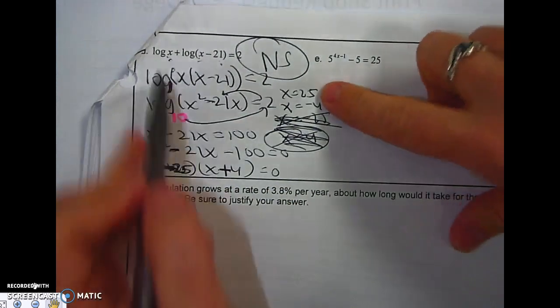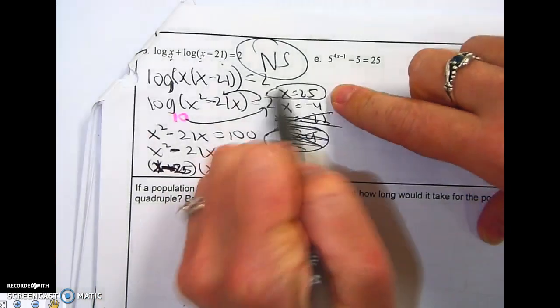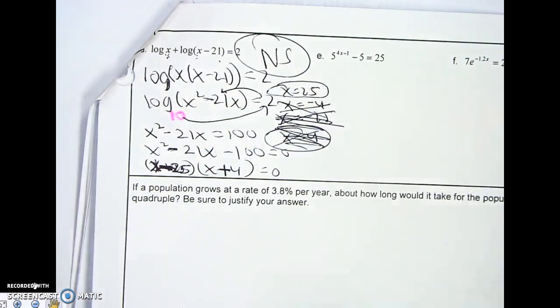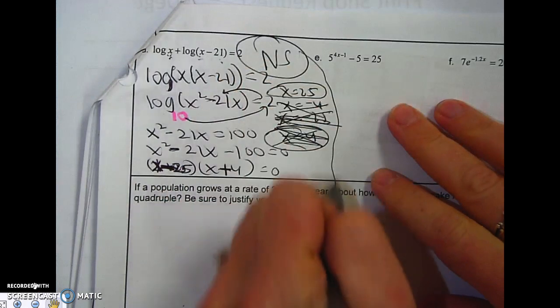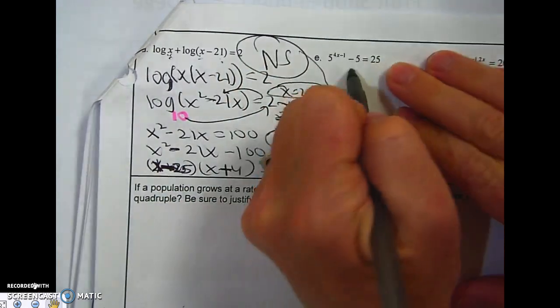Okay. So when I plug in 25, that works. When I plug in negative 4, that doesn't work. So my answer is 25. Okay. Add 5.